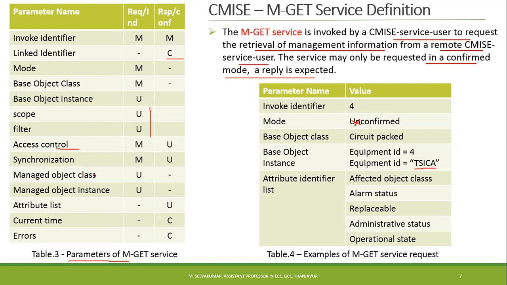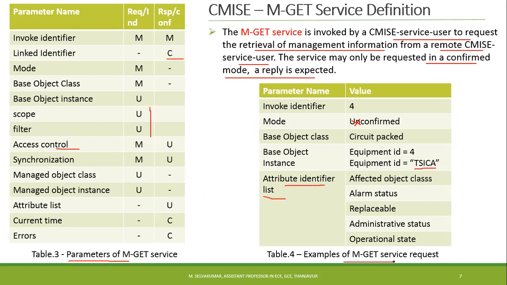The managed object class was already discussed, and the instance was also discussed. The new thing is the attribute list. This attribute identifier list includes the names of the attributes whose values are to be retrieved. That is the attribute identifier list.